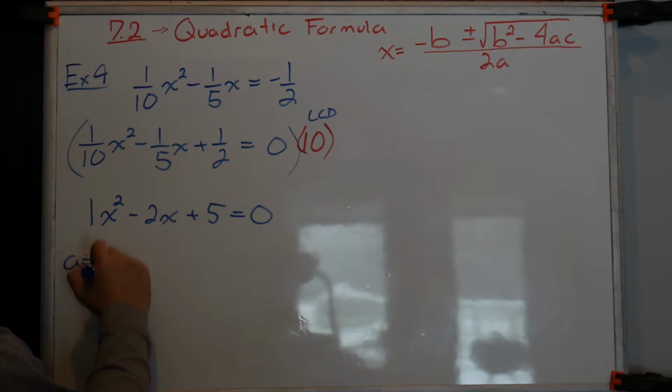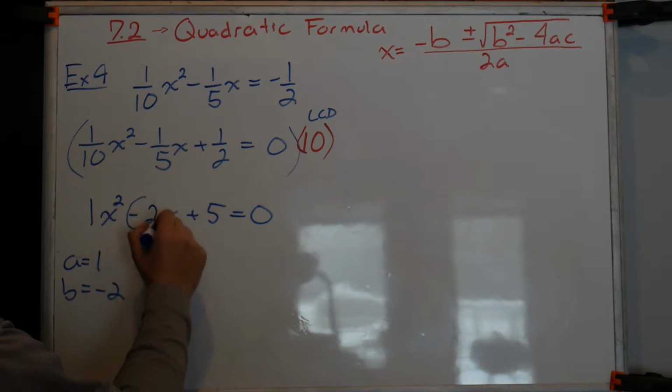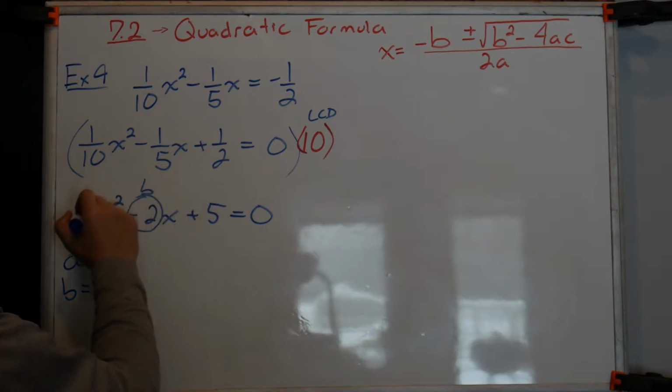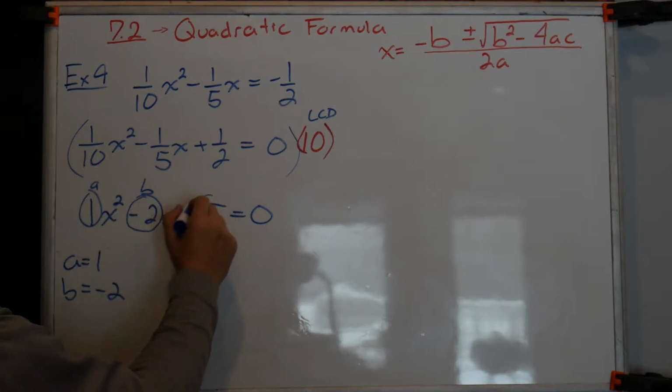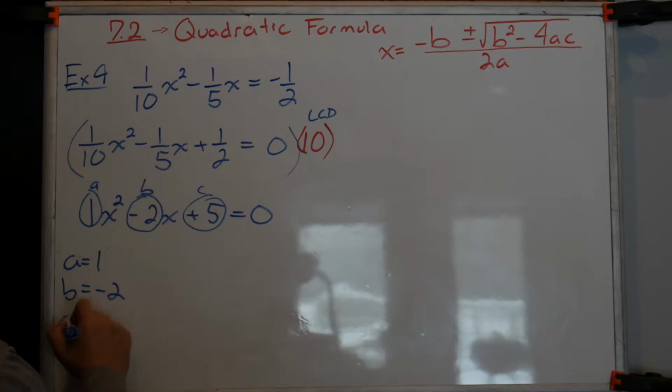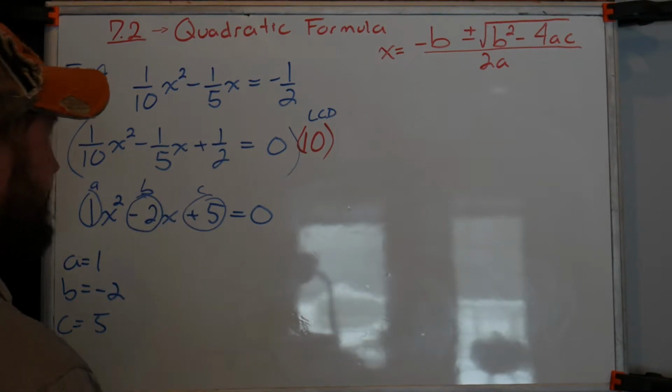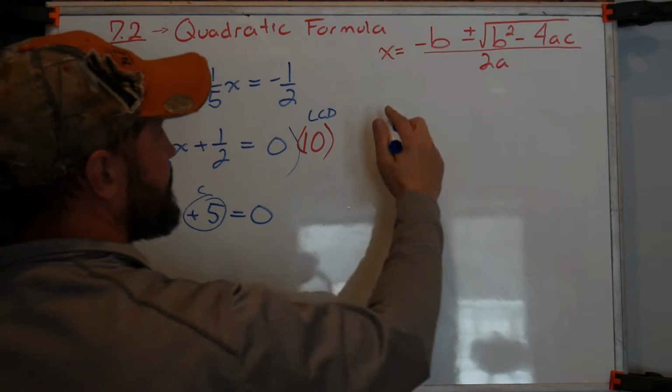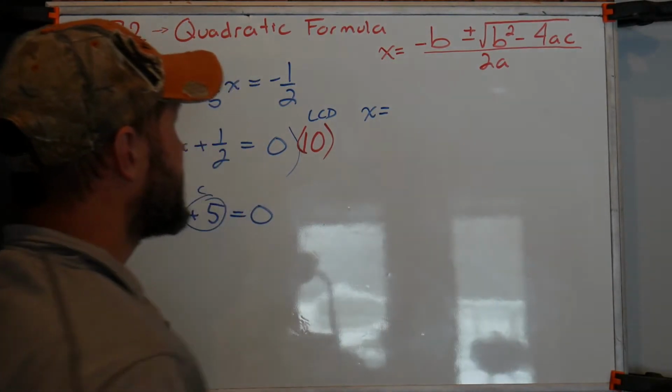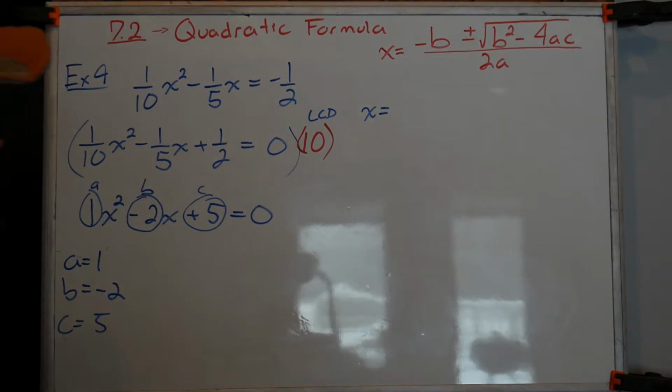My A is once again 1. My B in this case is a negative 2. It's this whole piece. There's A, there's B, and then my C is positive 5. Okay? So then I'll go over here for it. My x equals negative b. Well, my b is negative 2.